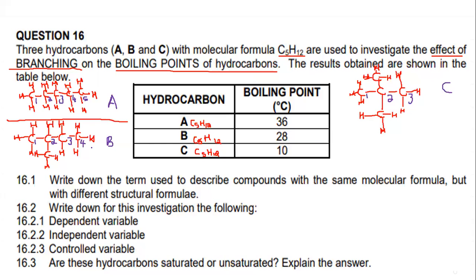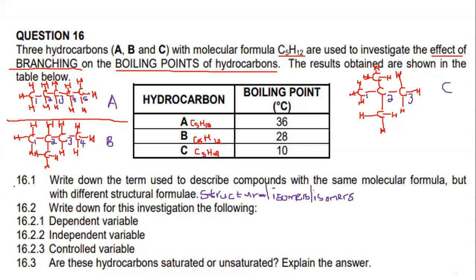Right. Then we are asked in 16.1 to write down the term used to describe these compounds with the same molecular formula, but with different structural formula. And we say they are structural isomers. We know all of these are structural isomers because they have the same molecular formula, but different structural formula. If you don't want to call them structural isomers, you simply call them isomers. That is acceptable because all isomers are structural isomers.